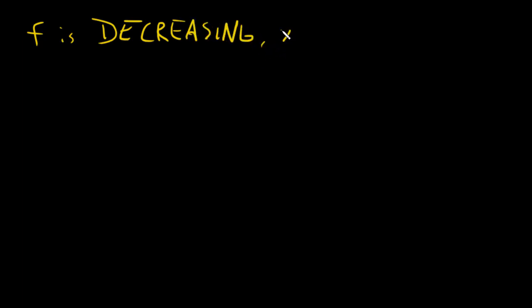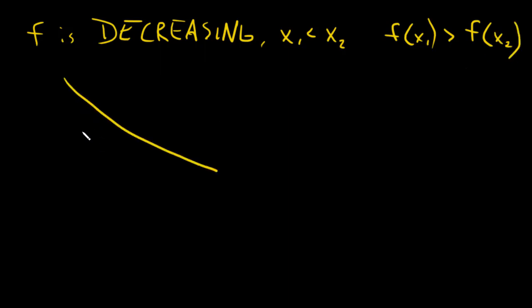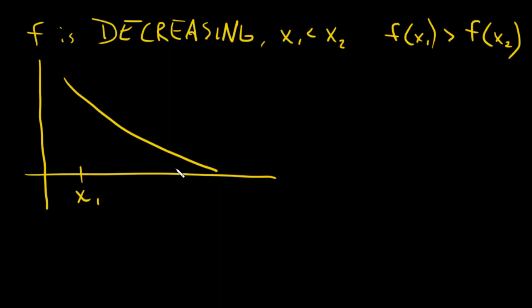And it's when you have decreasing. I'm not going to write the whole thing out, but the definition is that f is decreasing when x1 less than x2 implies that f of x1 is greater than f of x2. Well, that makes sense because if I have my two values, maybe x1 and x2, f itself is decreasing.